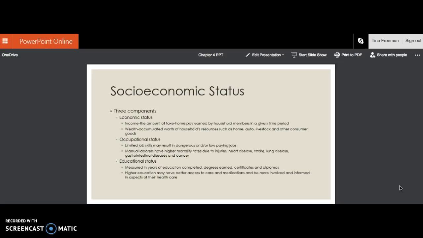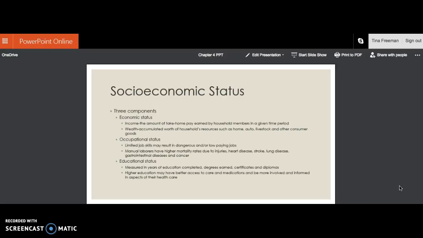So first of all, there's 3 components of socioeconomic status. One is economic status itself, and this is in regards to income and wealth. Wealth, I love the definition of this in the text, but we have to take into consideration that we're talking about countries other than our own. So wealth is described as accumulated worth of the household's resources such as in a home, auto, livestock, and other consumer goods. I guess there are plenty of people in the U.S. that have livestock that would be considered part of wealth as well.